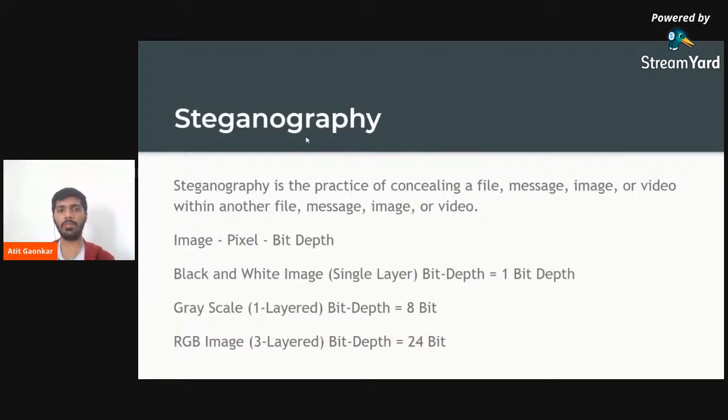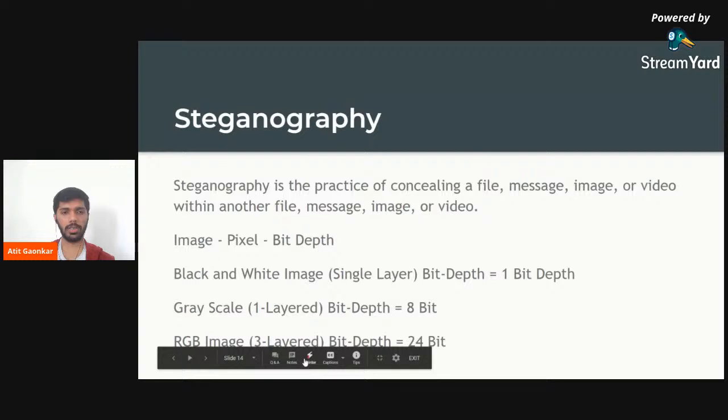To understand steganography at an intermediary level, not just the basic level, you should know how an image is formed, what pixels are, and what bit depth is. A pixel is the smallest representation of an image. You can't go much below a pixel in an image. And bit depth, you'll understand what bit depth is. I'll use my pointer here.